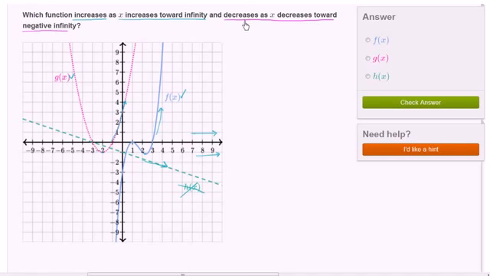So which of these decrease as x decreases toward negative infinity? So let's think about that. X decreasing toward negative infinity. We're going to be going in that direction. So first let's look at f of x.